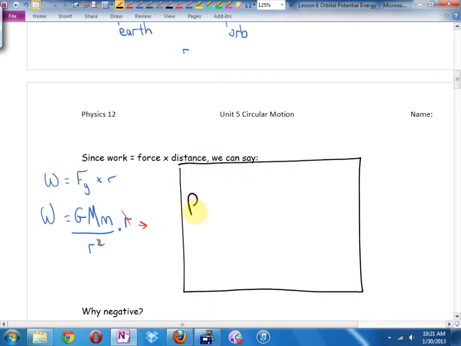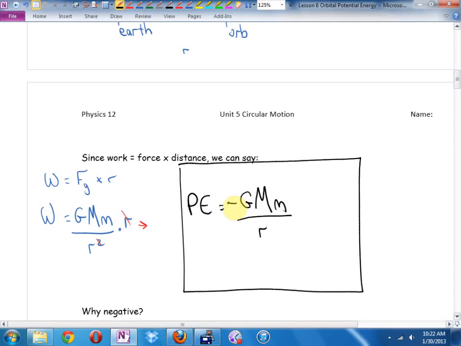Instead of calling this work, we're going to call this potential energy. Leave a space. But the equation for potential energy is big G, big M, little m over r. It's identical to force, except instead of an r squared on the bottom, what do you have? Just an r. Oh, but you got one more thing, Taylor. It's negative. That's the formula that's on your formula sheet.